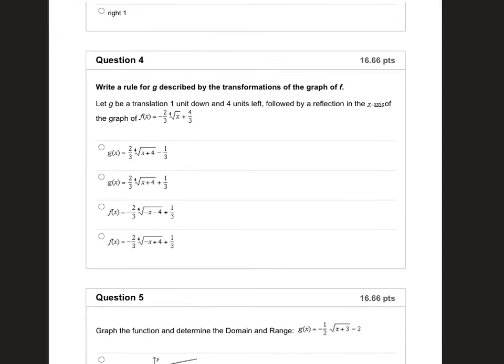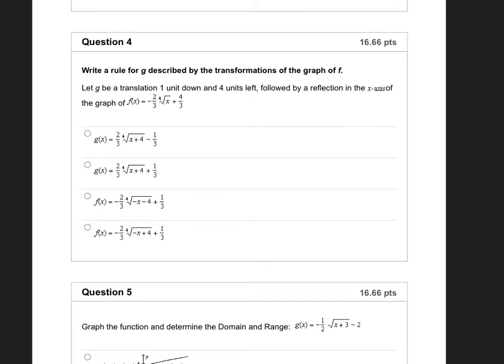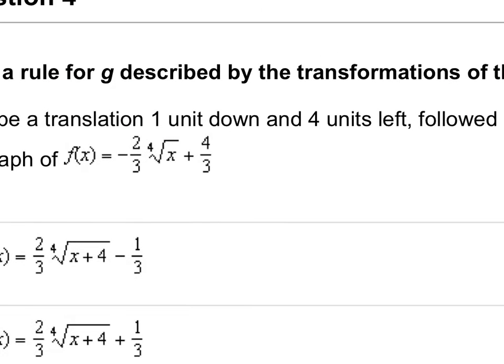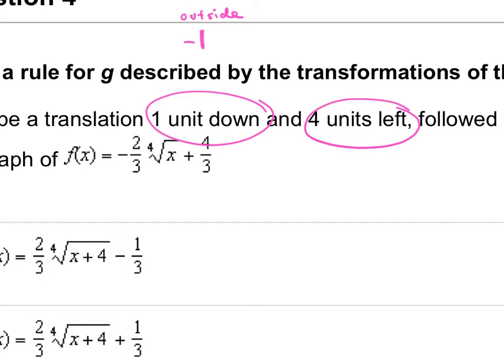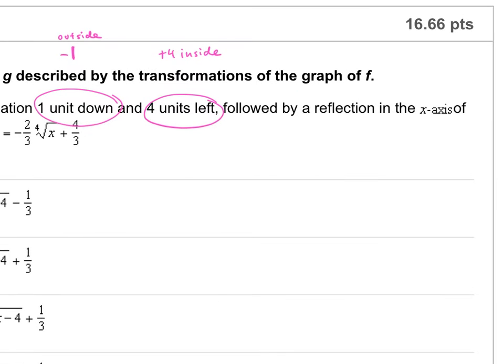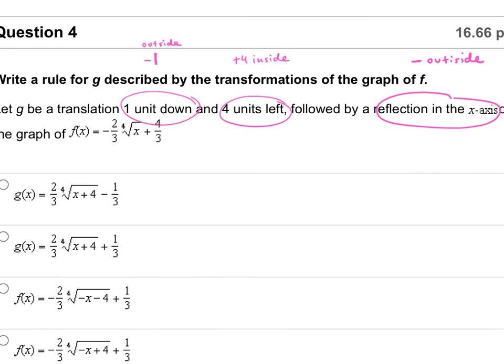Alright, number 4. So let G be a translation 1 unit down. So 1 unit down means that we need to subtract 1 on the outside. 4 units left means that we add 4 on the inside. And then a reflection on the x means that we multiply by a negative on the outside. So we take our graph here, and we got to apply all 3 of these things.